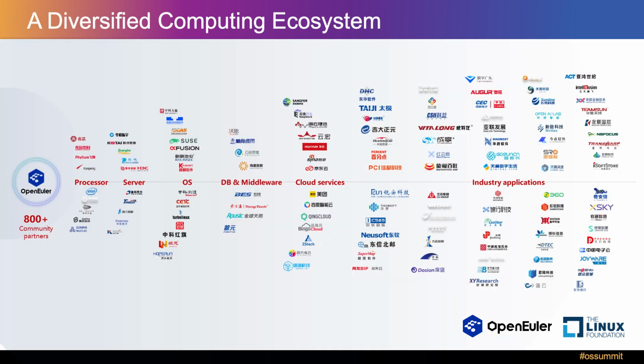Currently, we have more than 800 community partners joining us for community development. Those community partners come from various industries, such as processor, server, OS, DB, and so on.